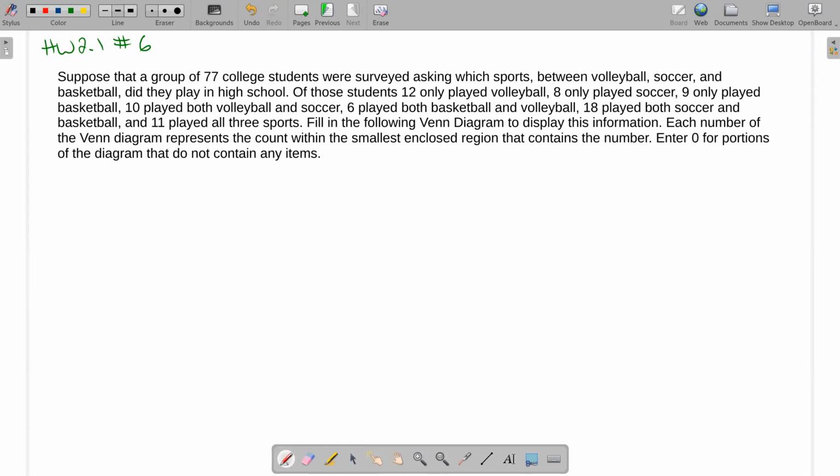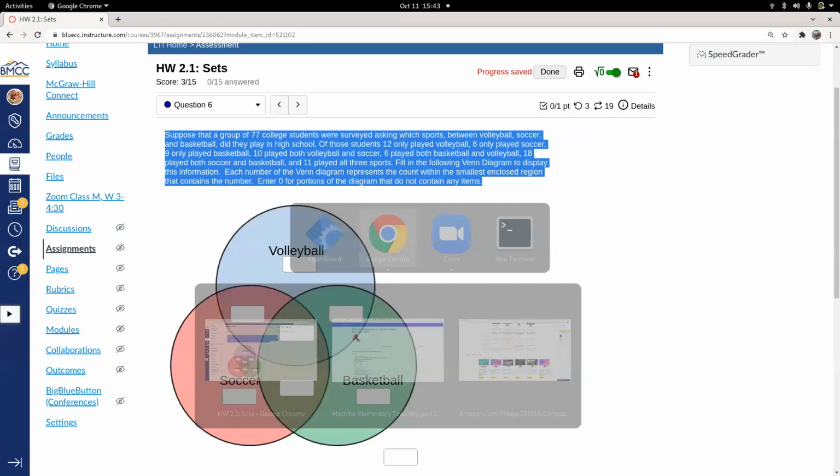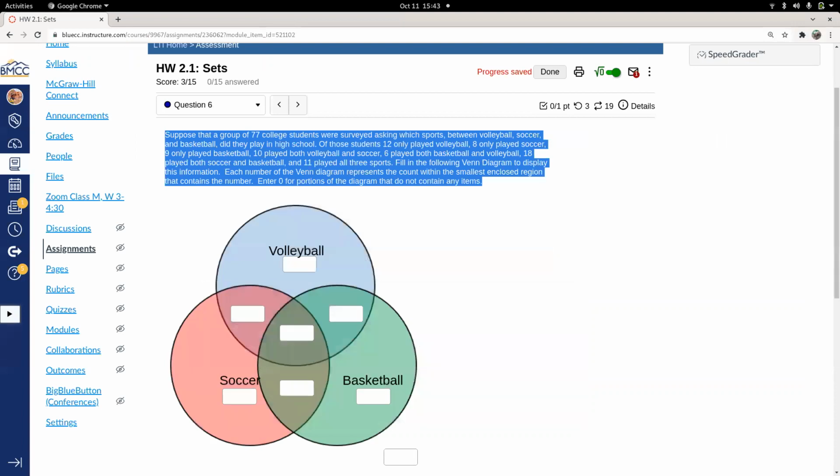All right, so question number 6 from the homework. We have a group of 77 college students, so that is our universal set, or universe. They were surveyed to ask which sports they played in high school. Their choices were volleyball, soccer, and basketball. And just to compare, I want to draw my picture the same: volleyball, soccer, basketball, counterclockwise.